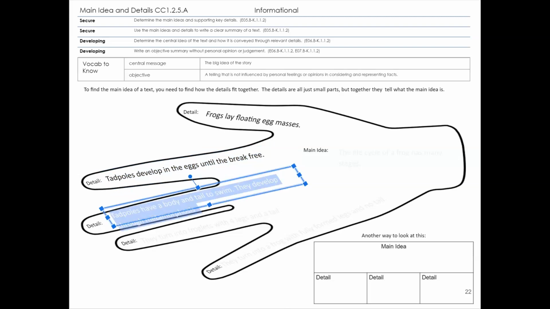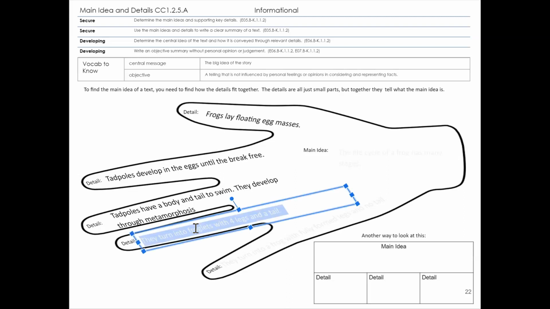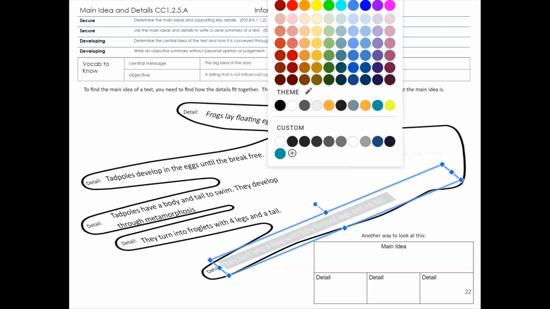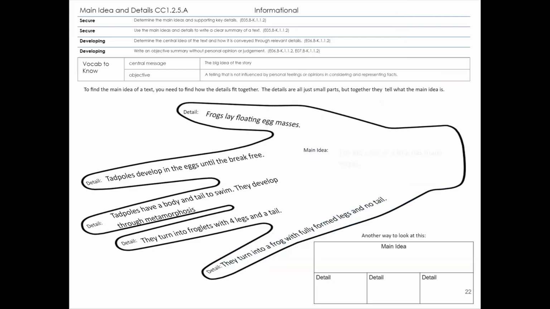After that, the next stage in a frog's life is that tadpoles have a body and tail to swim. They develop through metamorphosis. So talking about how they're developing, going along, and this is in the order that it was in the text. Then the next key detail is that they turn into froglets with 4 legs and a tail. And the final detail that we're going to add is that they turn into a frog with fully formed legs and have no tail.